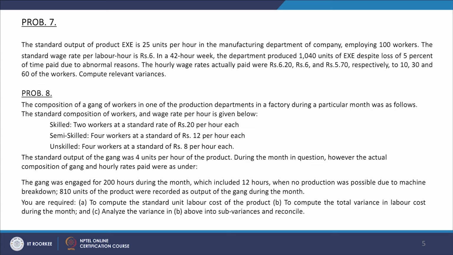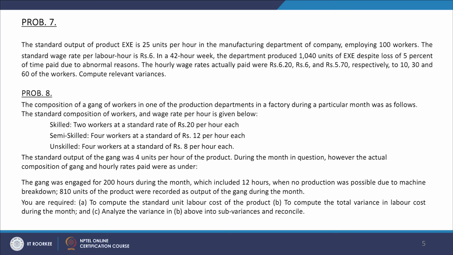So the total number of actual hours for which the labor has been used is 2000. This is the one component, and you multiply by the rates given to us, 20, 14 and 10. If you multiply 400, 600 and 1000 by 20, 14 and 10, this will become the actual cost of the labor. So finding out this component, the actual cost of the labor, is not difficult at all.